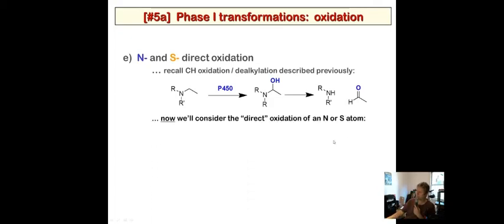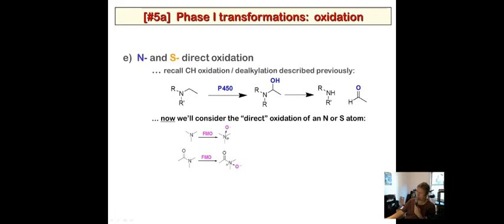Let's consider direct oxidation. So I think this is caused by FMO. And yeah, this is what we mean by direct oxidation of nitrogen or sulfur with FMO. And so in a tertiary amine, the lone pair of nitrogen attacks an electrophilic oxygen type atom, and then you get this system where it's N plus, and then we have this bond to O minus. And the arrow, that's a funny arrow.